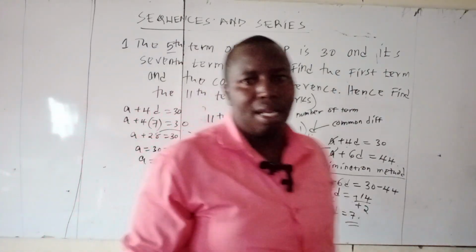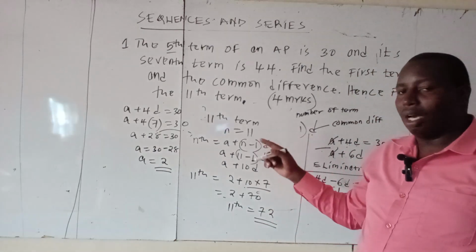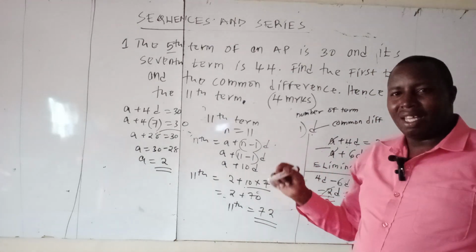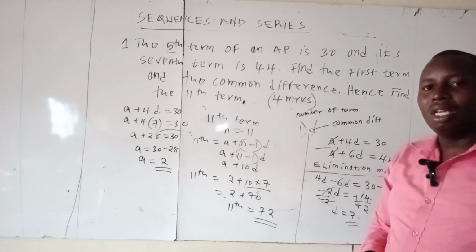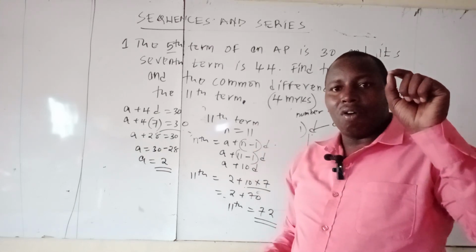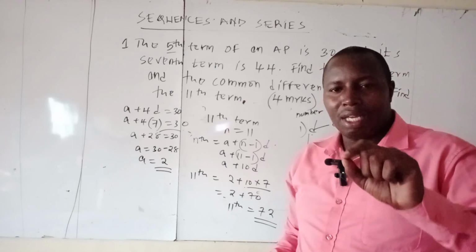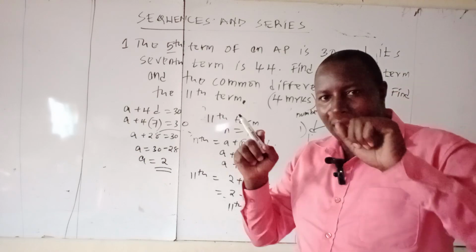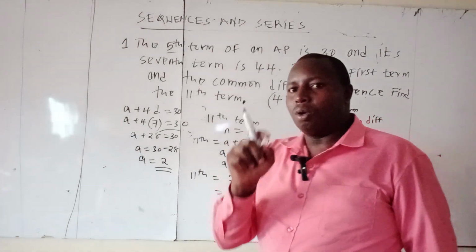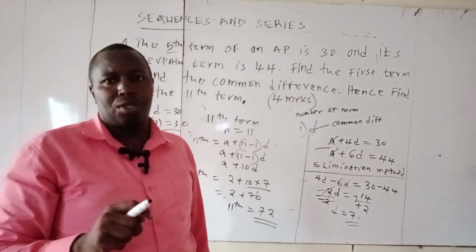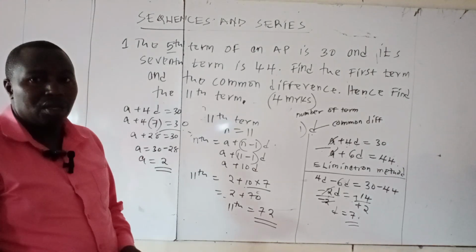So always understand the kind of question that you have been provided with. This question is testing on how to find the nth term, the formula a plus n minus 1 bracket d. So that is how you work out that kind of question.